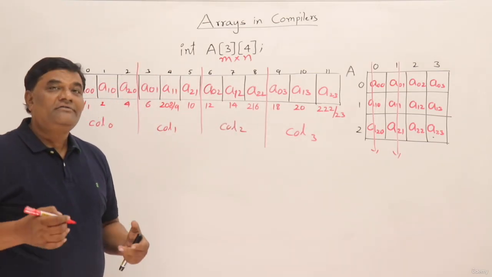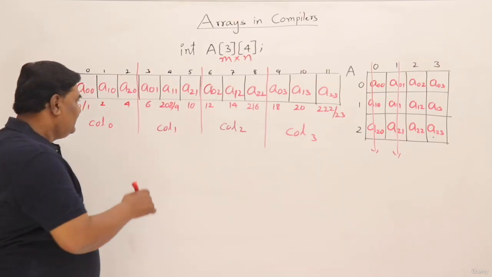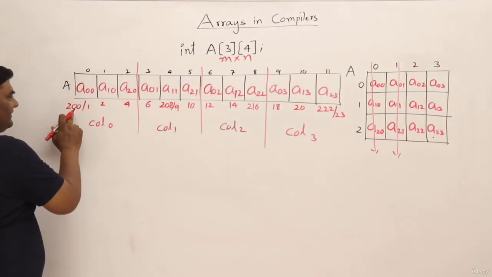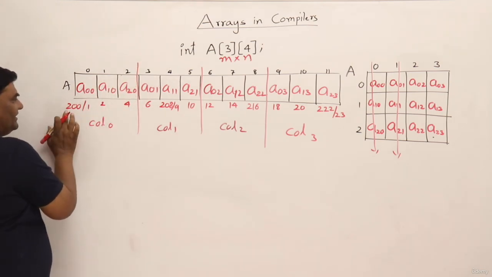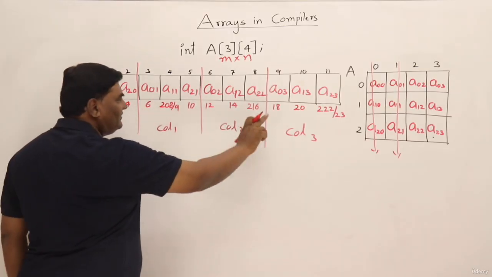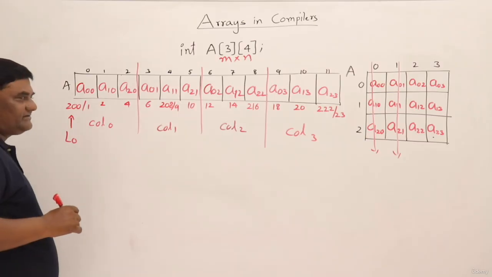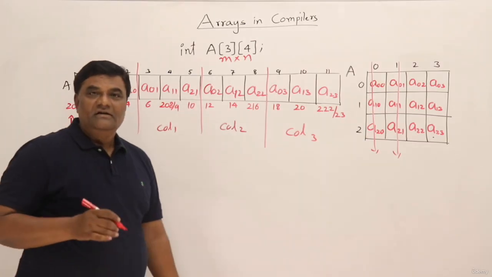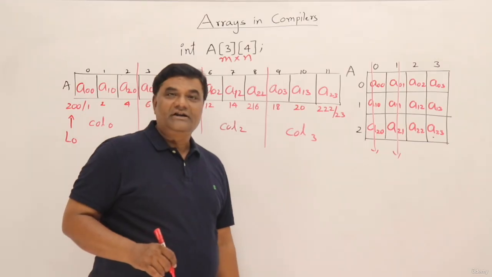Now we need a formula for obtaining the address of any element. I have taken the addresses starting from 200, and every integer takes 2 bytes. So this is 200 and 201, 202 and 203, 204 and 205, and so on. Let us call this starting address L0, the base address, location 0. Now let us take some example element and frame a formula.